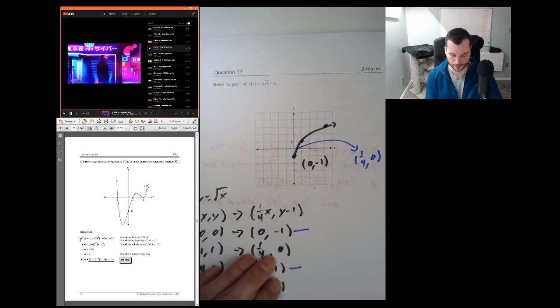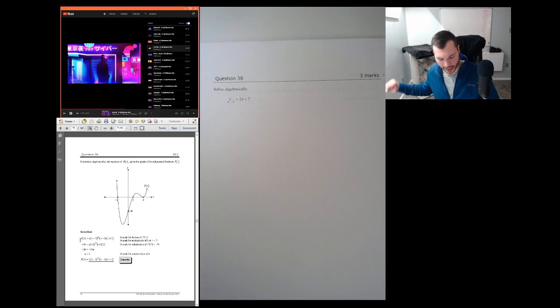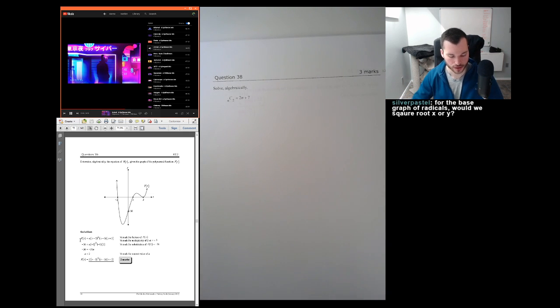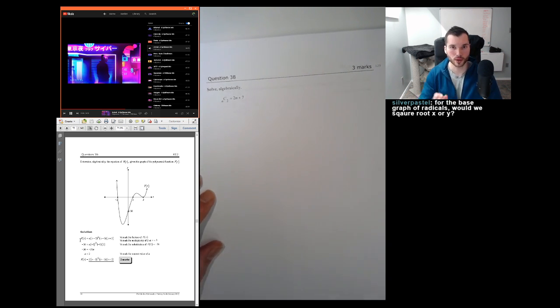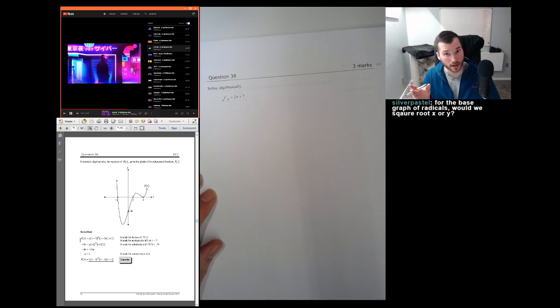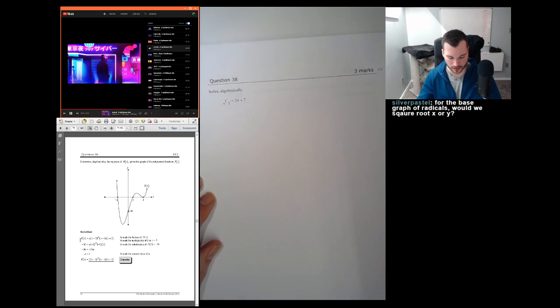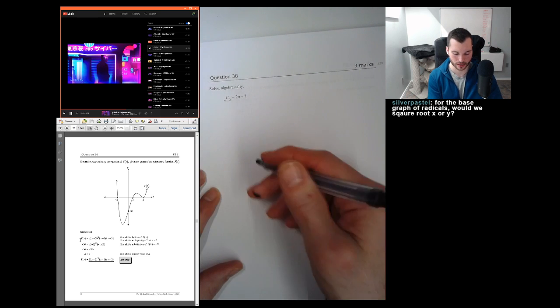Okay. Oh man, we are blitzing through this. Solve algebraically. For the base graph of radicals, would we square root x or y? We would square root x, right? Y equals square root x. You're square rooting the x coordinates, right? I know that kind of seems backwards because you do coordinates as xy, right? But y is equal to the square root of x. Always kind of say it out. It helps.